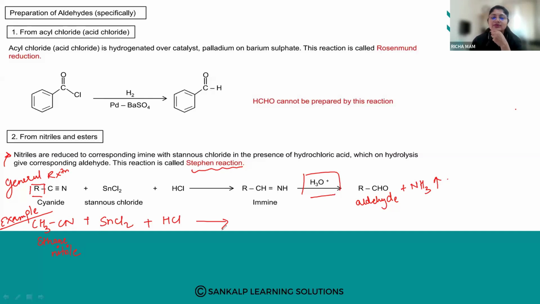Can you tell me which imine is produced? Only replace your R here. So it will be CH3CH=NH. This is our imine. Now this imine will undergo hydrolysis, and we are going to get the aldehyde, acetaldehyde. Got it?